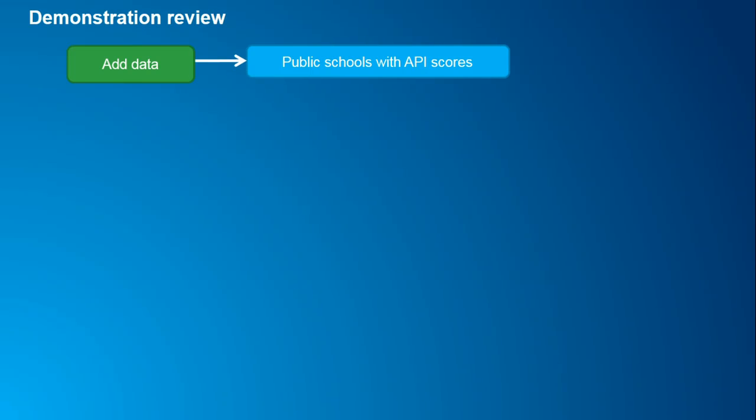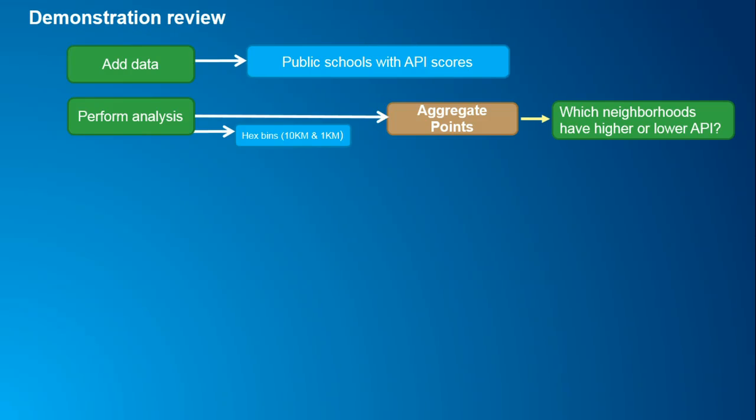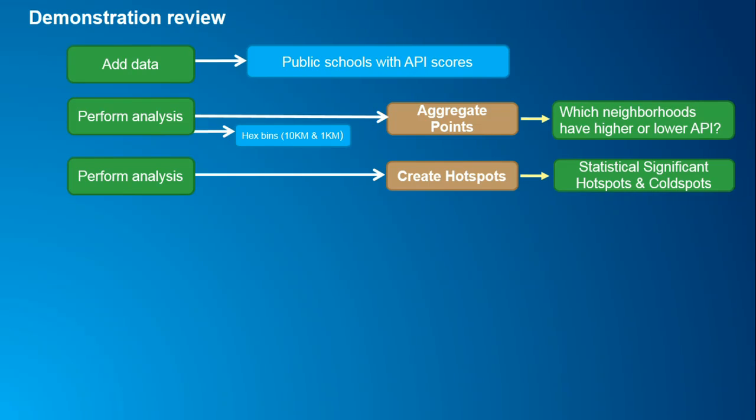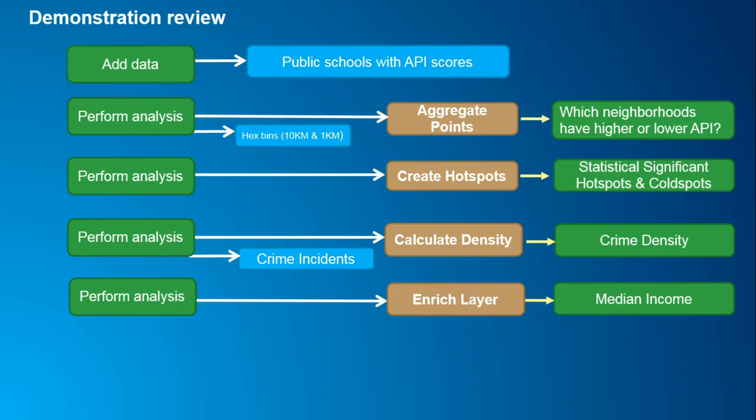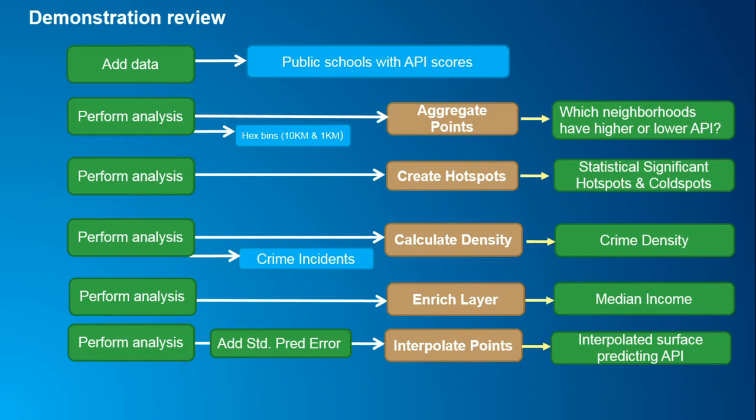Okay, quick review of what we saw. We have the data, which is public schools with API scores. The first thing I did was aggregate these points into hex bins. I did it twice. One is at the state level using 10 kilometer by 10 kilometer hex bins, and one at the LA County level, which is 1 kilometer hex bins. That allows me to identify which neighborhoods have higher or lower API. Then I created the hotspot and cold spots, which allows me to find the hotspots and cold spots, also with statistical significance. Then we did density analysis based on the gang-related crime events. We used an enriched layer to get the median household income information, and I used interpolated points to create a prediction surface for my whole study area.